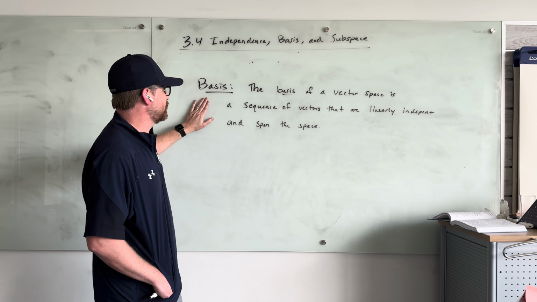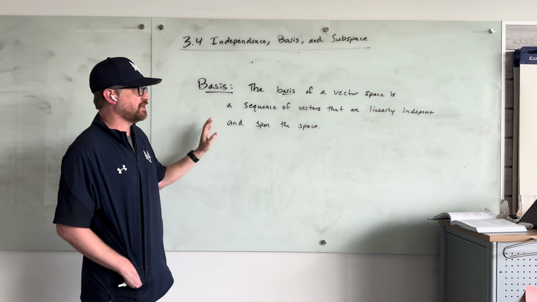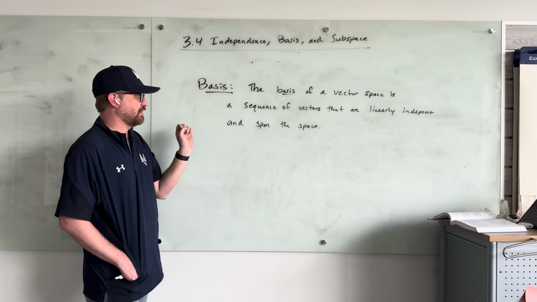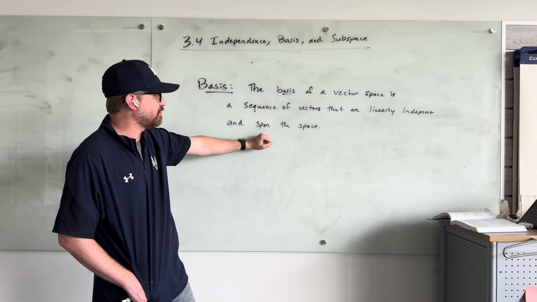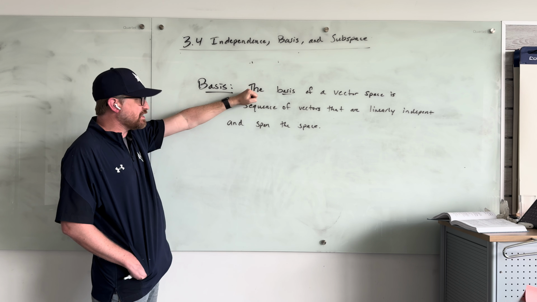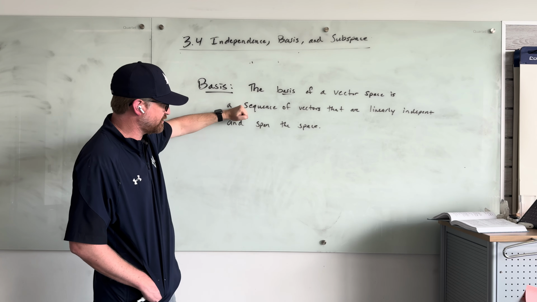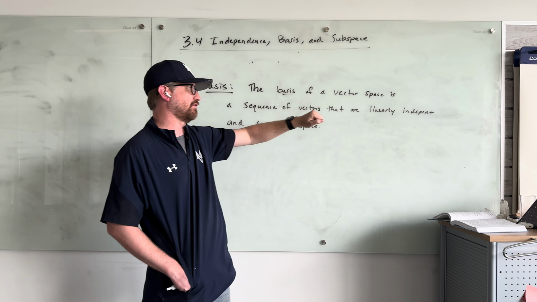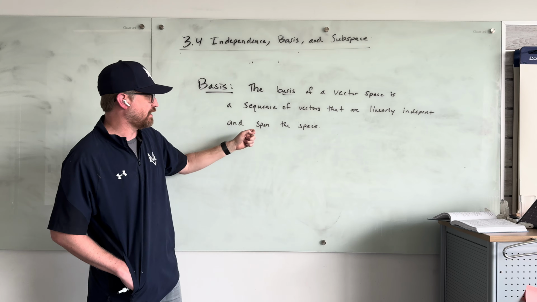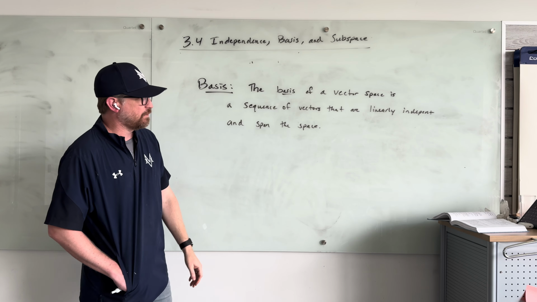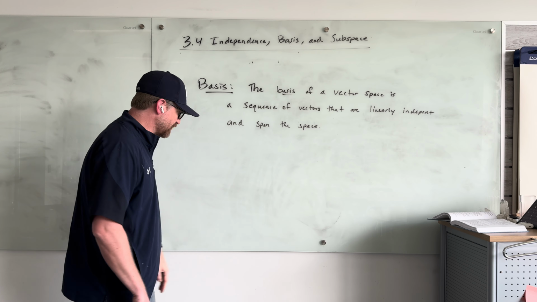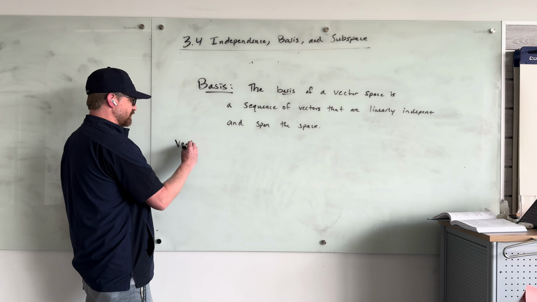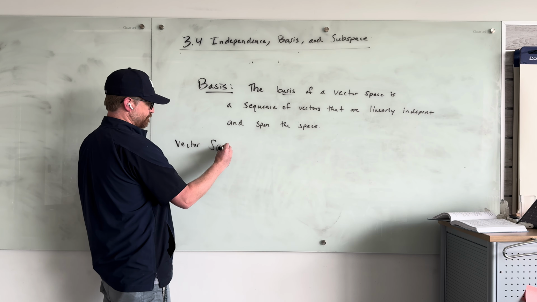This leads us to the definition for a basis. We needed to talk about linear independence, and we needed to talk about what it meant to be spanning, because the basis for a vector space is a sequence of vectors that are linearly independent and they span that space. So for example, let's say that we want to name the vector space R3.